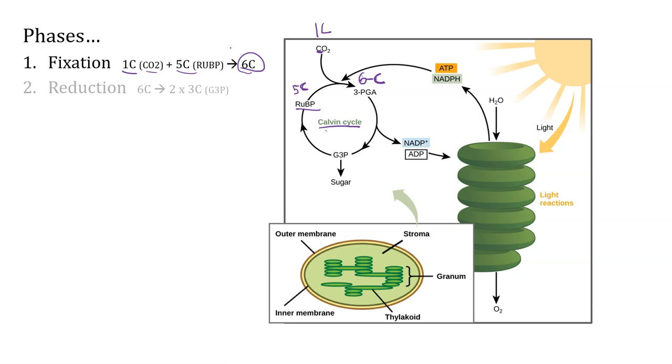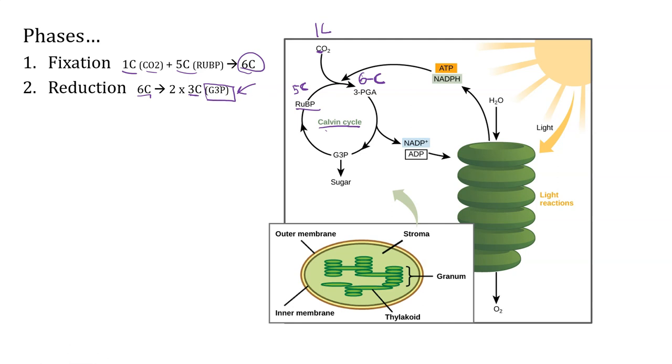The next step then is what's known as reduction. So this six carbon molecule that we've just made splits apart into two, three carbon molecules, and specifically the name of those is glyceraldehyde 3-phosphate. These are the molecules that are going to be the precursors that can be used to build glucose.